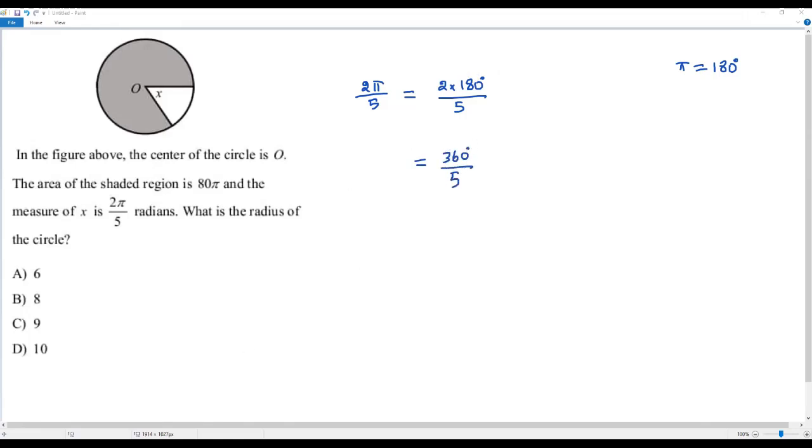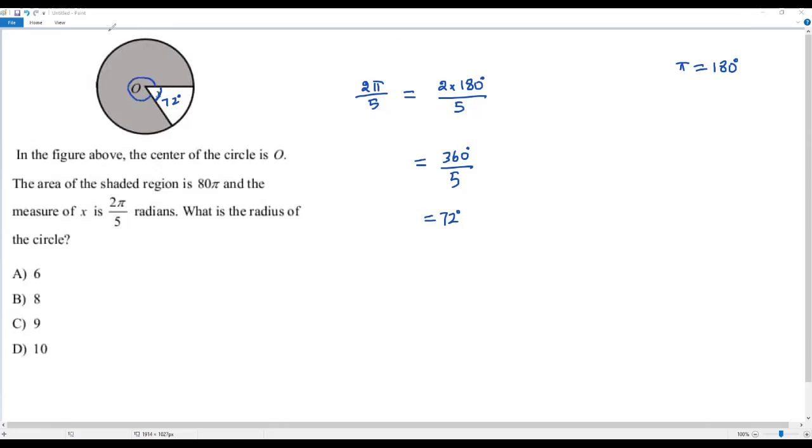Now let me divide 360 degrees by 5. When I do so, I am getting 72 degrees. So the measure of angle x over here is 72 degrees. And we know that the angle of full rotation is 360 degrees. So in this full rotation of 360 degrees, this part is 72 degrees. Then what is the measure of this part?